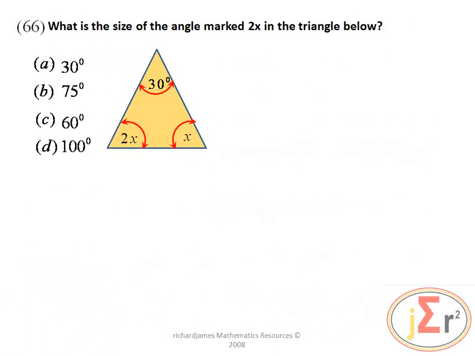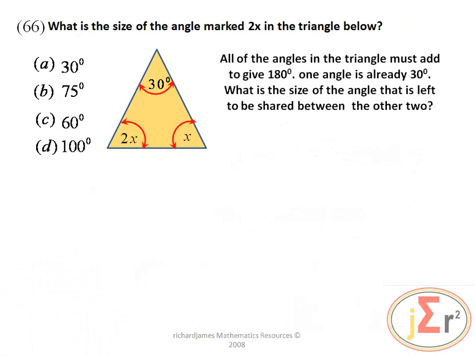What is the size of the angle marked 2x in the triangle below? So, how do we determine the size of this angle 2x? Well, we have two unknown angles, but in this entire thing we really have one unknown, and that single unknown is x.